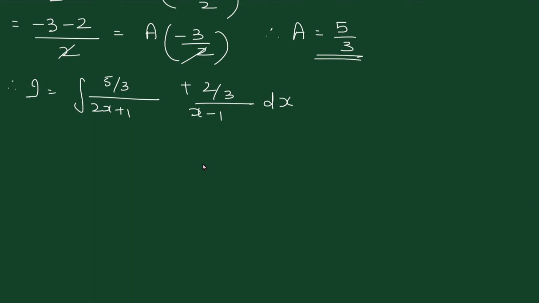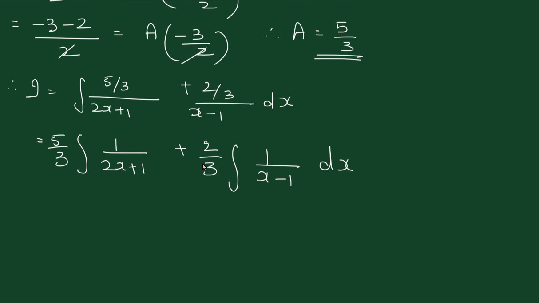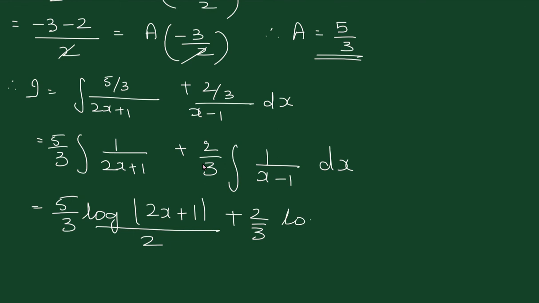Again, as usual, we separate out the integrals. So, we get 5 upon 3, the integral of 1 upon 2x plus 1, plus 2 upon 3, the integral of 1 upon x minus 1 dx. So, this becomes 5 upon 3 log mod of 2x plus 1, because the integral of 1 upon x is log x. So, 1 upon 2x plus 1 is also log 2x plus 1, but upon 2 we are supposed to write. So, upon 2. Okay. Plus 2 upon 3 log of x minus 1 plus c. So, this becomes our answer over here.